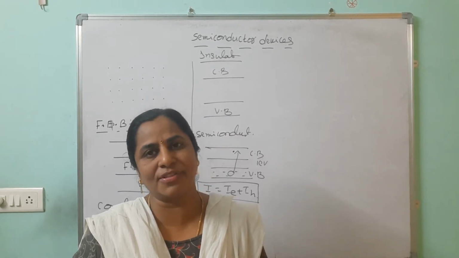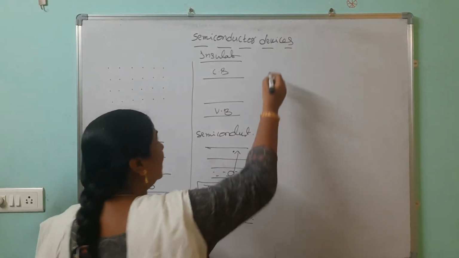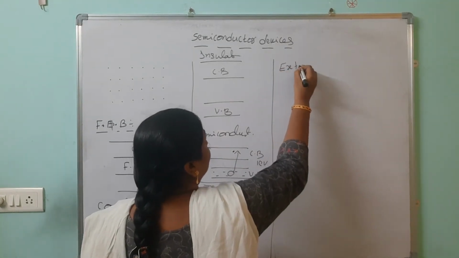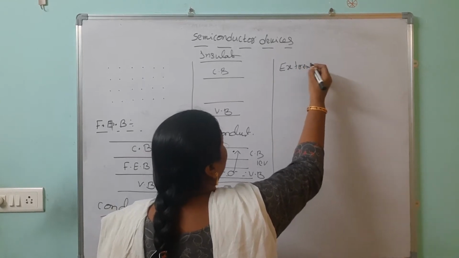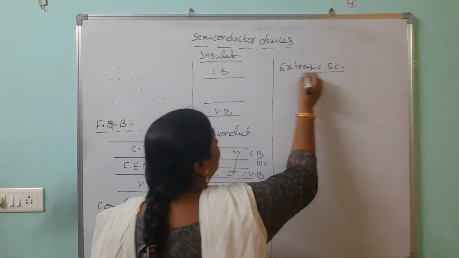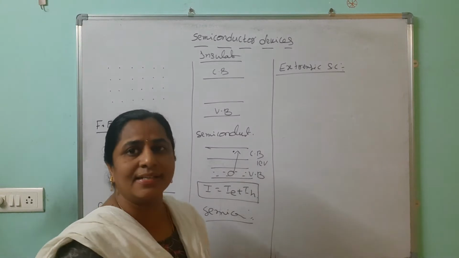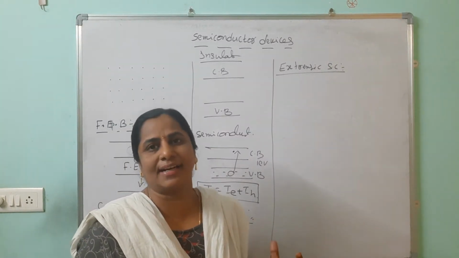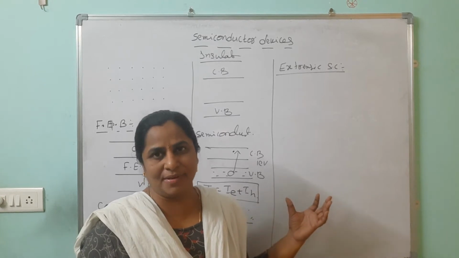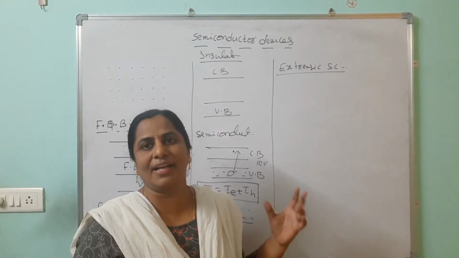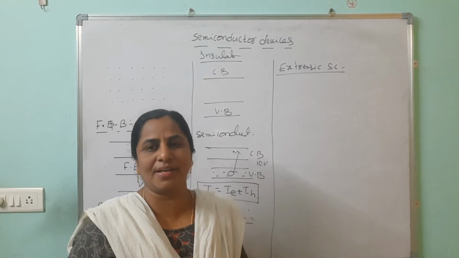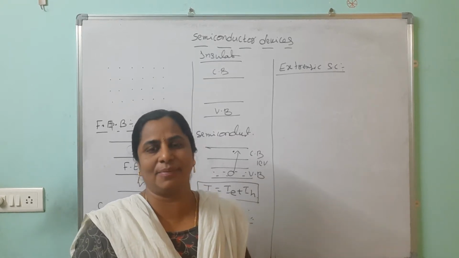The second type of semiconductors are extrinsic semiconductors. What are the extrinsic semiconductors? When we are doping the pure semiconductors, we are getting the extrinsic semiconductor. Why are we doping? We can increase the conductivity when we dope the semiconductors. Here also there are two types of extrinsic semiconductors: one is the p-type semiconductor, another one is the n-type semiconductor.